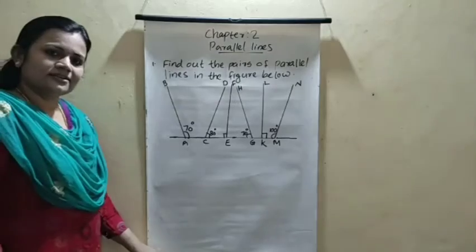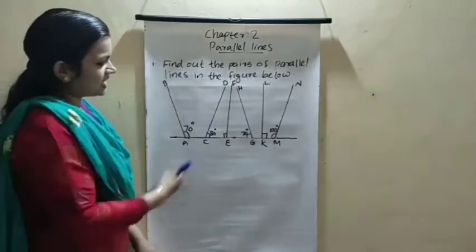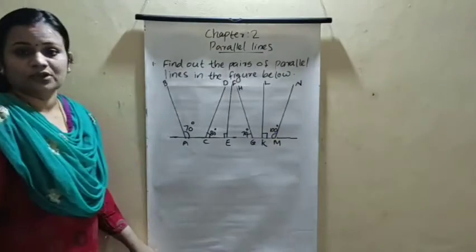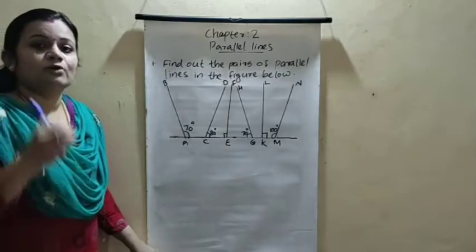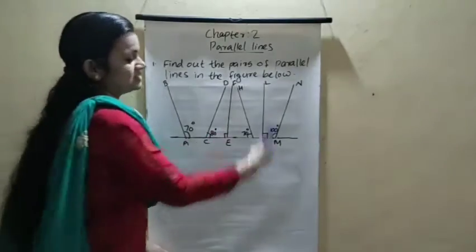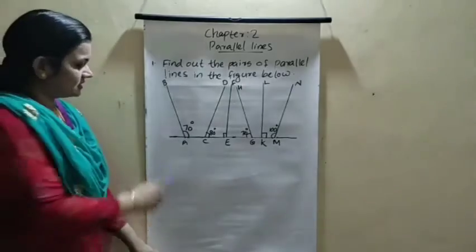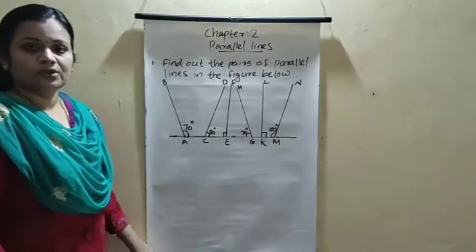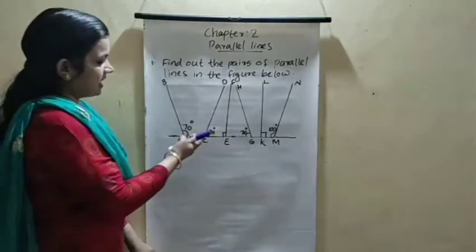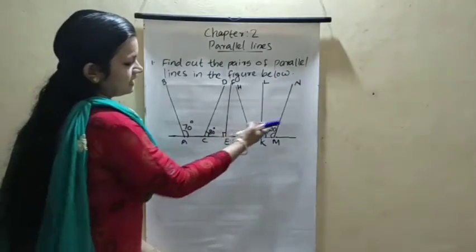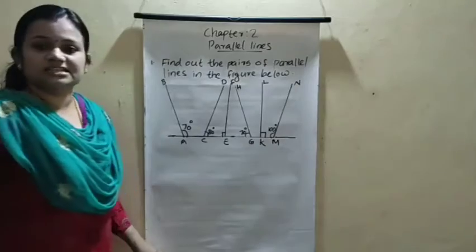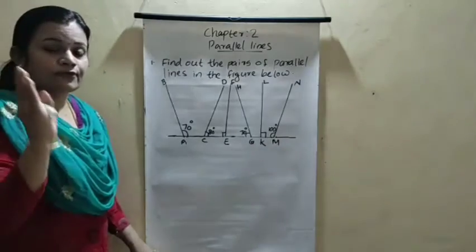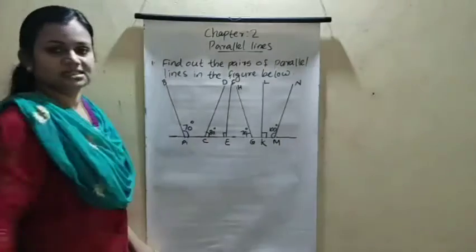How many lines are given here? Six lines are given here. First of all, we have to find out the measurement of these lines. This is one straight line, making the six lines here. Some measures are given: 70 degree, 80 degree, 70 degree, 100 degree. So first of all, you find out the measures of these lines.